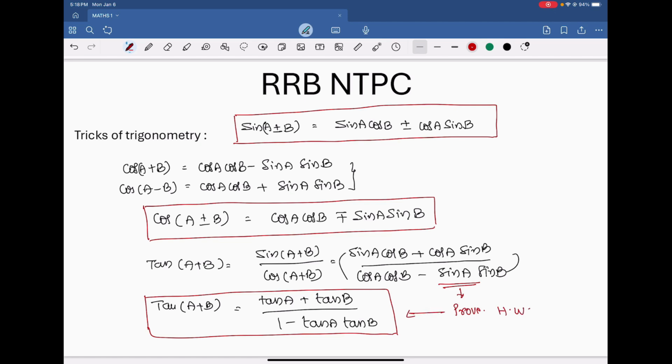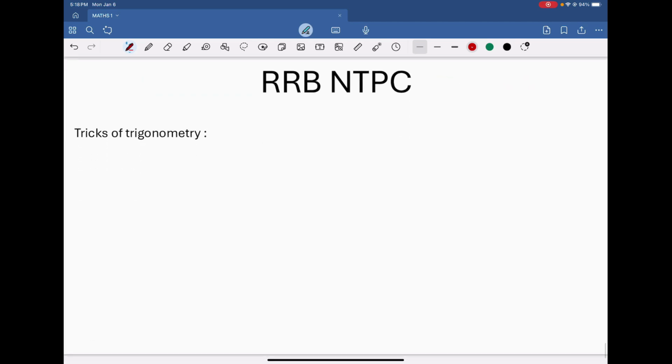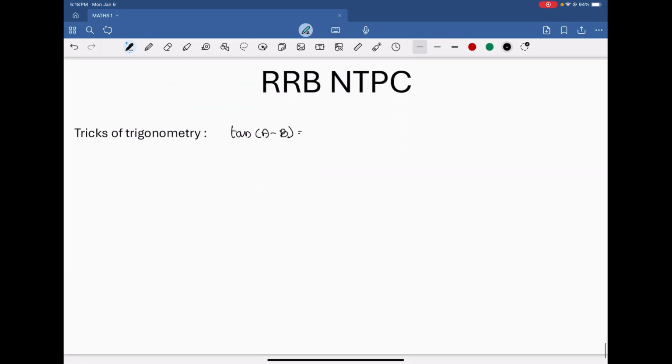Sin A plus or minus B, I have given; cos A plus or minus B, I have given; tan A plus or minus B, I have given. These are the three important formulae. Here we have seen for tan A plus B. Now we will go for tan A minus B. Tan A minus B is equal to tan A minus tan B divided by 1 plus tan A tan B. You please try to understand.